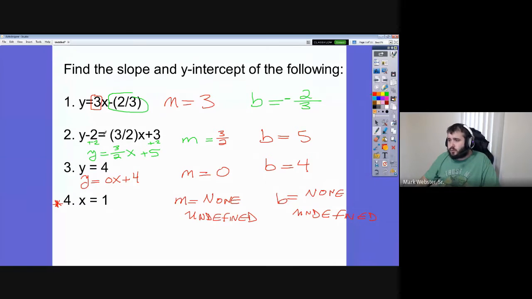So that's it. Remember, if you've got it in slope-intercept form, you can just read it right off. There's the slope, there's the y-intercept. If it's not in slope-intercept form and you're confused, put it in slope-intercept form. If it's just y equals a number, that's a horizontal line that goes through whatever this is. So the y-intercept is just whatever this number is, and the slope will always be 0. And then if it's a vertical line, if it's x equals a number, the slope is undefined. It does not exist. There's no slope. And the y-intercept also does not exist. It is undefined.